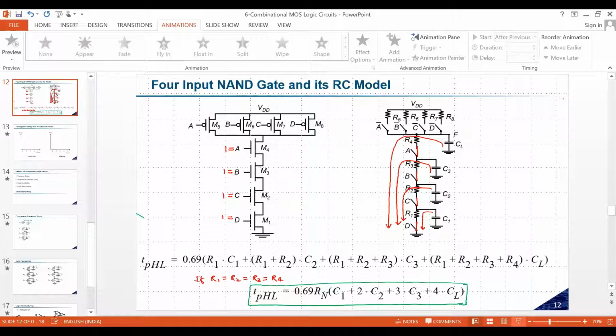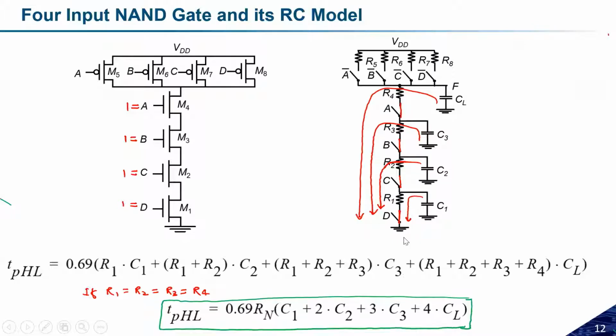In the previous class, we were discussing the RC model of a NAND gate, the 4-input NAND gate. And we got to know that if we have more inputs, not only is the delay component a function of load capacitance, but it is also a function of the internal capacitances associated with all the transistors. Okay, and this is really very important and needs to be considered.